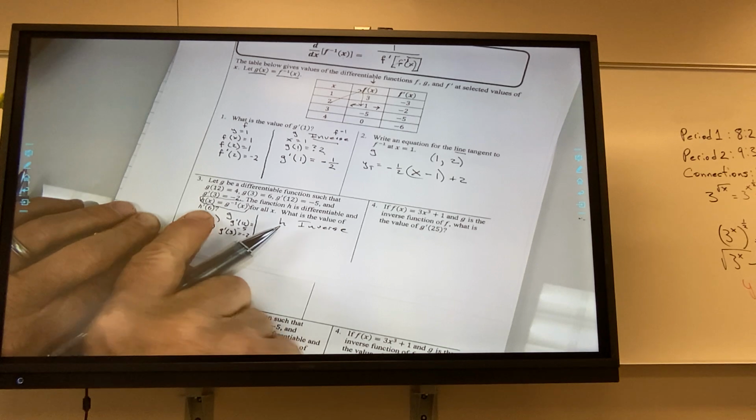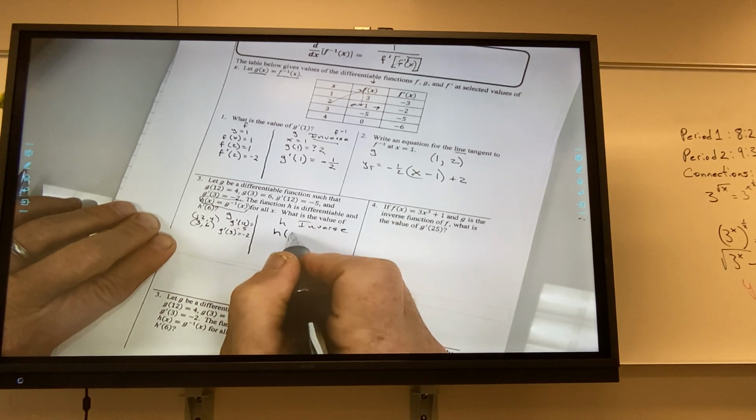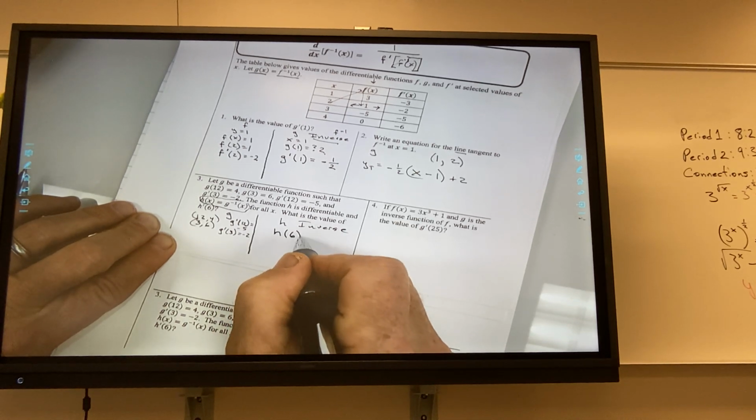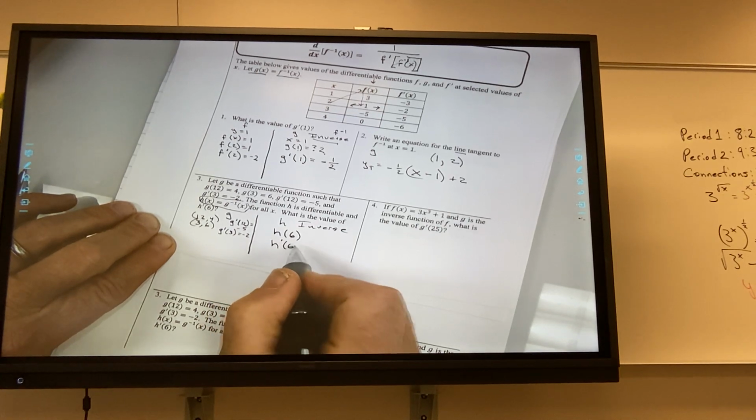And then over here it says, what's h prime of 6? So what I do is I come over here and the first thing I do is, okay, what's h of 6? And if I know that, I can find h prime of 6.